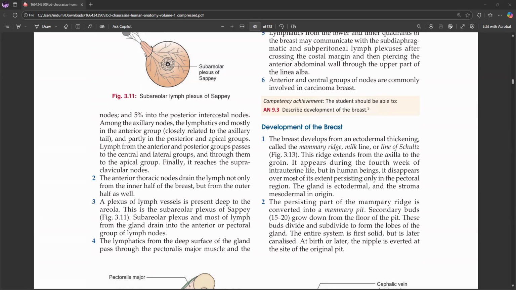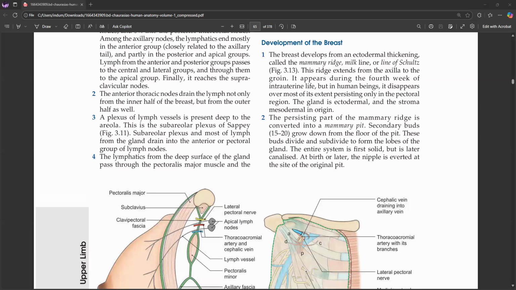Number 2. The anterior thoracic nodes drain the lymph not only from the inner half of the breast but also from the outer half as well. Number 3. A plexus of lymph vessels is present deep to the areola. This is the subareolar plexus of Sappey, figure 3.11. Subareolar plexus and most of lymph from the gland drain into the anterior or pectoral group of lymph nodes.